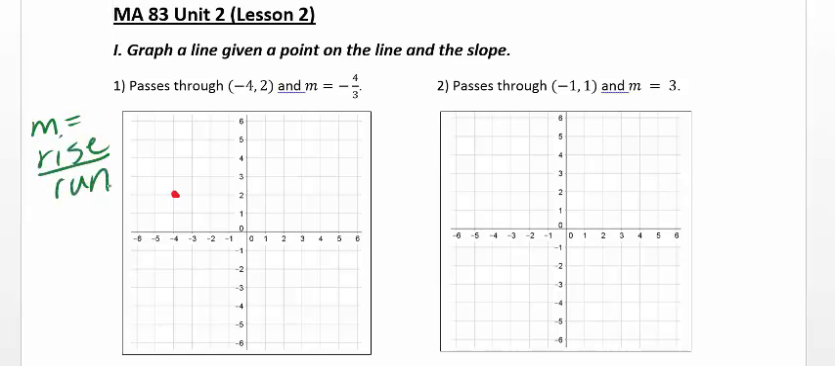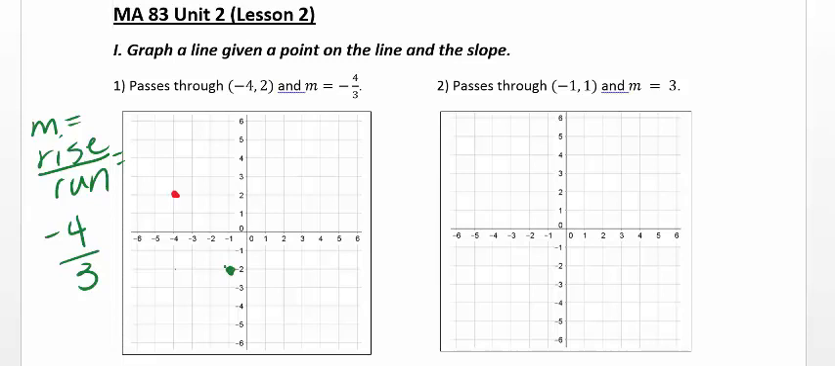And if we have a slope of -4/3, I can attach that negative either to the numerator or denominator. So I'm going to go ahead and attach it here to the numerator, -4/3. That means from this point, I'm going to go down 4 units because we have a -4. 1, 2, 3, 4. And then I'm going to go to the right 3. 1, 2, 3. And this is where my second point will be.